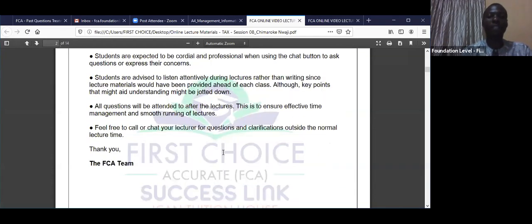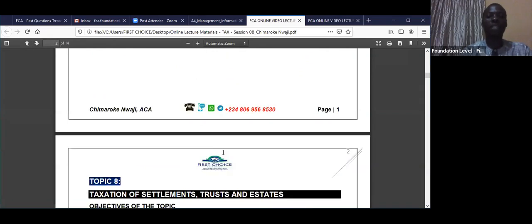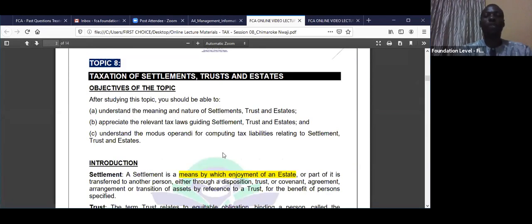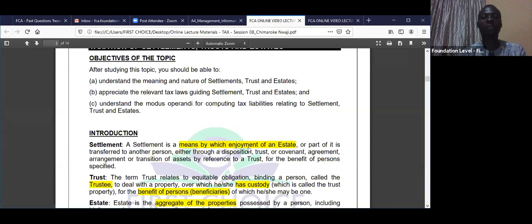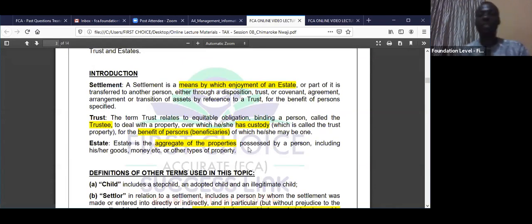Okay. Now, let's look at the objective of today's study. You'll be able to understand the meaning and nature of settlements, trusts, and estates. Then you are going to appreciate the relevant tax law that guides settlements, trusts, and estates. Then you understand the mode of operation, that is the modus operandi for computing tax liabilities relating to settlements, trusts, and estates.